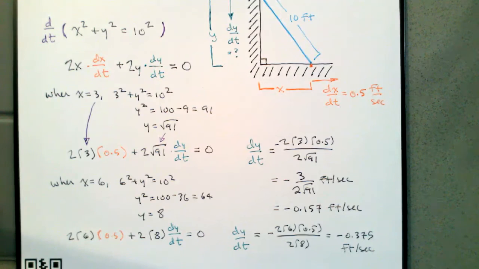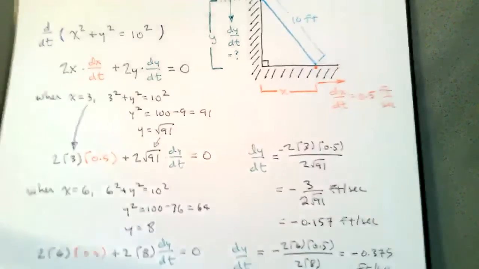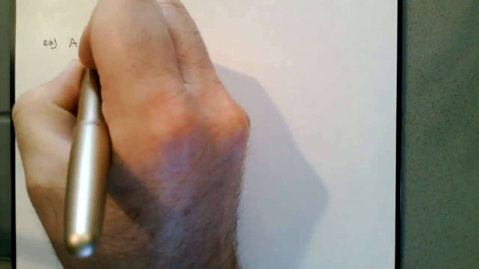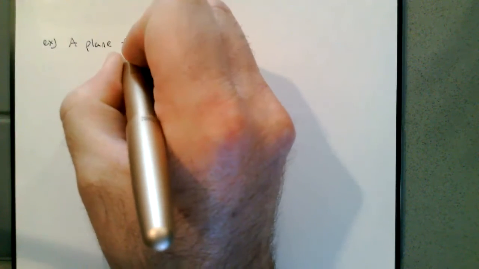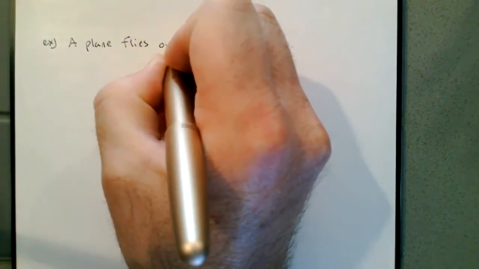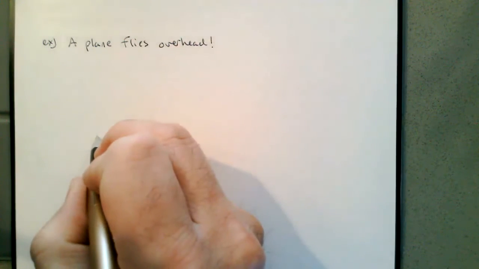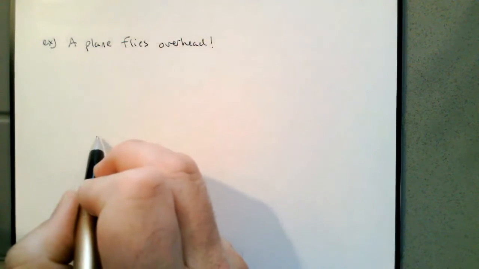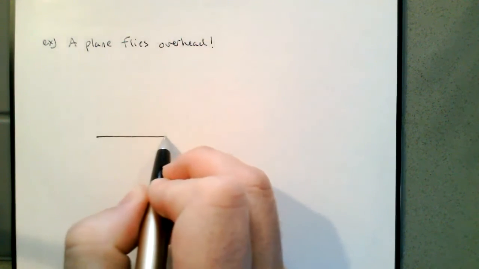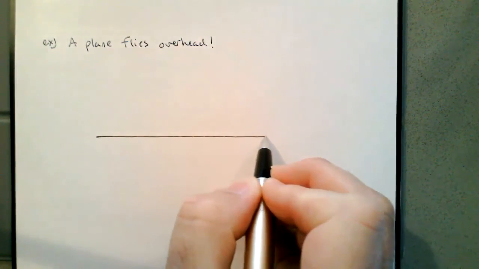Let's take a look at another classic problem. This is going to be the plane flying overhead, and we're going to throw an angle into things. So trig functions have arrived on the scene. This is going to be another classic problem of first semester calculus.